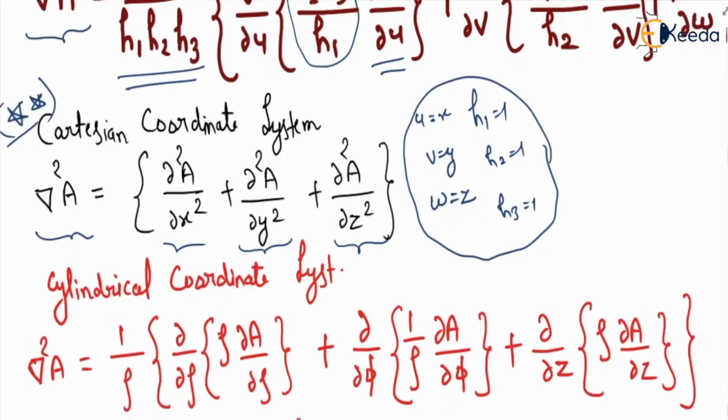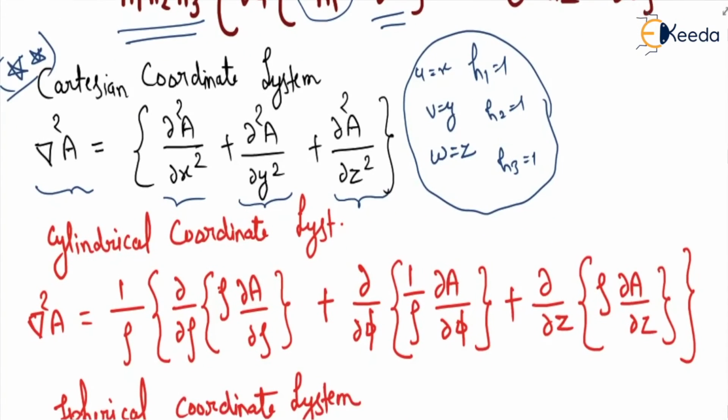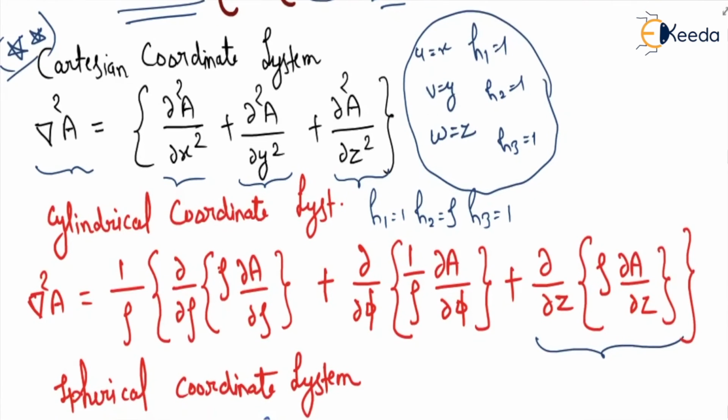In the cylindrical coordinate system, h1 is 1, h2 is rho and h3 is 1. So 1 into rho into 1. So it is 1 upon rho, del over del rho of rho del A over del rho, plus del over del phi of 1 upon rho del A over del phi, plus del over del z of rho del A over del z. You just have to put the values in the generalized expression and we will get the desired answer.